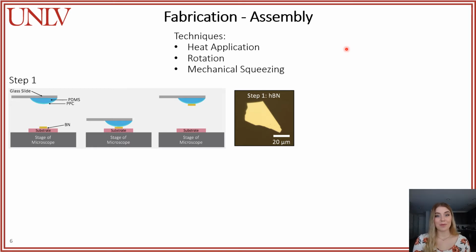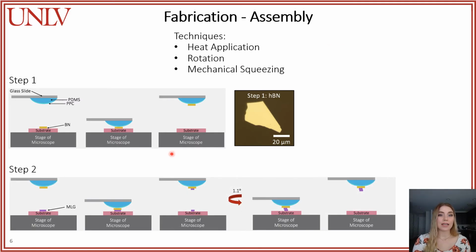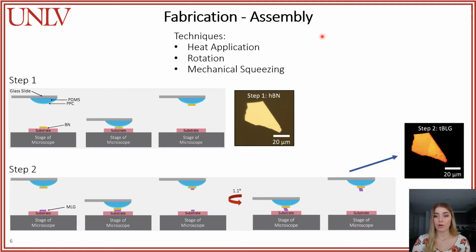Next, we need to pick up the monolayer graphene, and the process is quite similar. We go down with the glass slide, but here I only pick up half of the graphene. I then twist the stage at a 1.1 degree angle, and then I go back down to pick up the other half of the graphene. Here is a high contrast image of what that process looks like. In the bottom right corner, you can make out the twisted bilayer graphene, and those little red dots indicate there were some bubbles of debris or possibly air that got trapped in between.